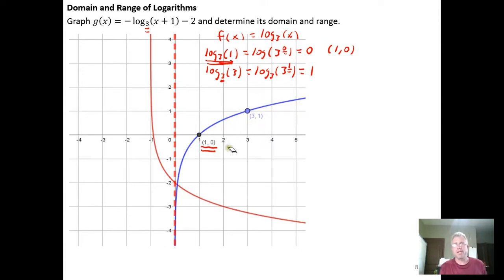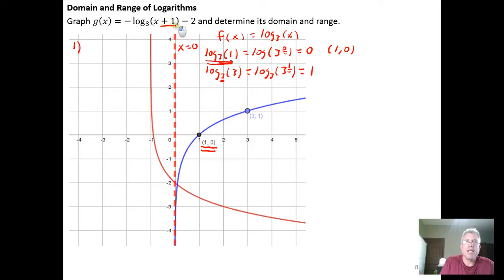Once we've generated our lattice points, we need to draw in our vertical asymptote, but the vertical asymptote for every toolbox function that is a logarithm is the line x equals 0. And then we want to look at the function that we have, g of x, and say what transformations have been applied to the toolbox function to generate this new function.